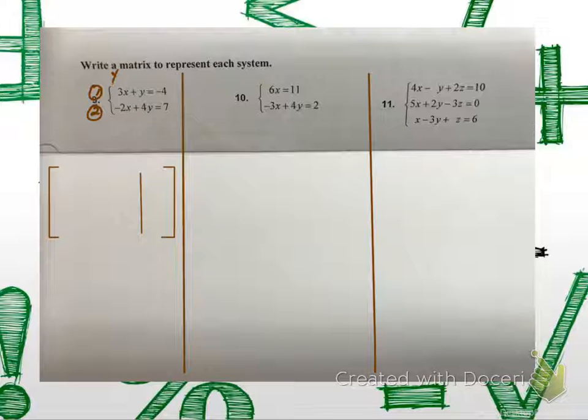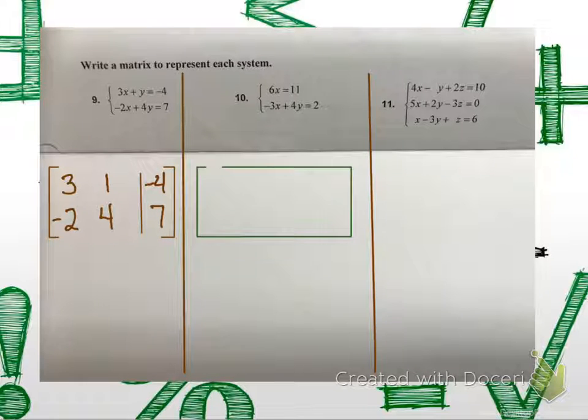Okay, I think I wrote a z up there. I'm not sure why I wrote a z, but it's supposed to be the c for constant. We've got x is 3, y is 1, our constant is -4 for the first equation. Second equation, we have -2 for x, 4 for y, and 7 for our constant.